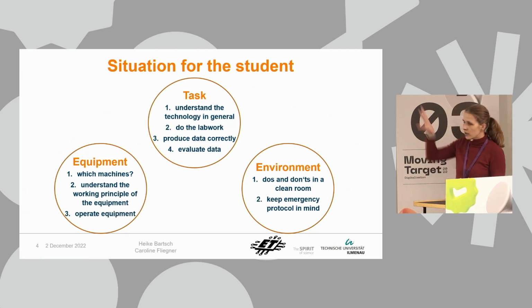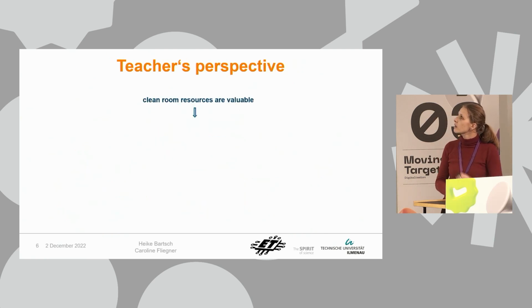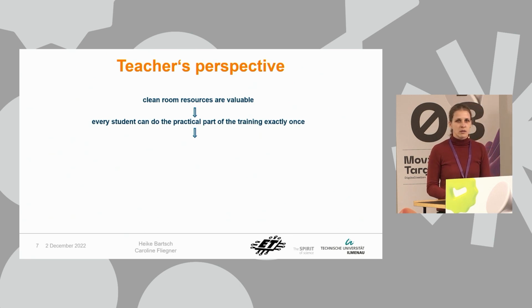So we need to address all these three parts, but now we switch perspectives to the teacher. What do they want? So the teacher says, well, clean room resources are valuable. We don't want all students in there, we only want prepared students. And we want all the students to take the practical training exactly once, so there's no option of failure. If you can't do the experiment in the first run, sorry, you're not able to do it a second time, because we cannot do that.